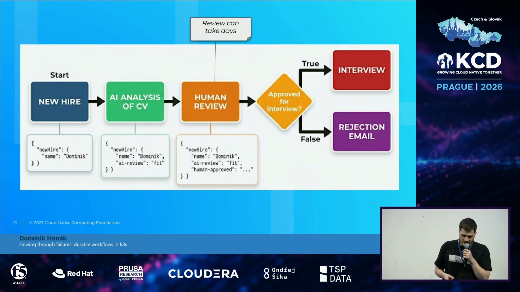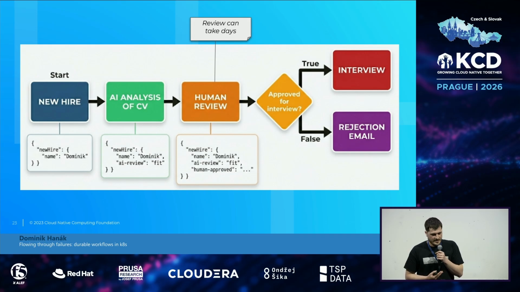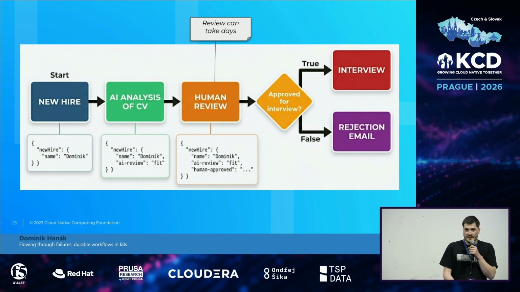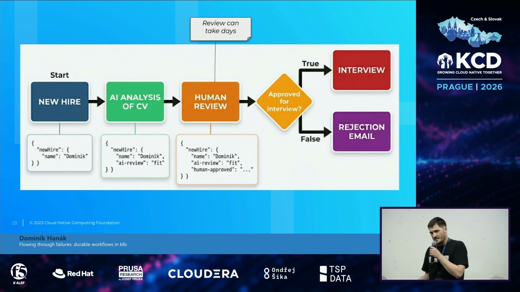So let's say you have a new hire workflow. You get a new hire request. On the bottom, you see some, let's say, workflow context, the data. You get an agent to analyze the CV. It will tell you if the candidate matches the position requirements or not. Then you ask a human to review, which can take, again, days. And then you either send him to an interview or send him a rejection email, yeah?